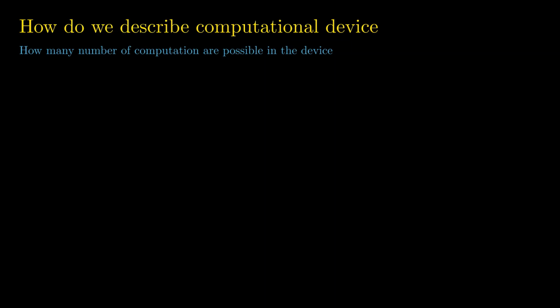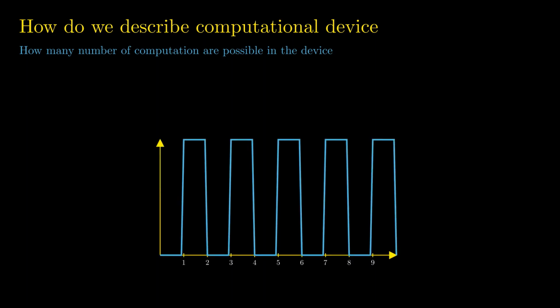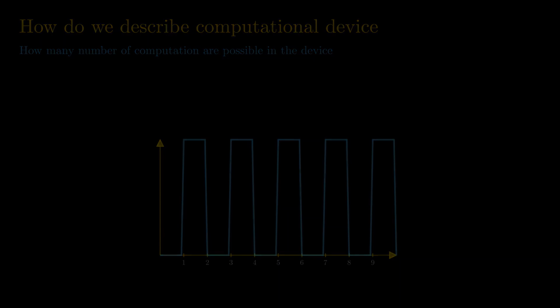The first question: how do we describe computational devices? We describe them by all their possible computations. For example, the first simple computational device was the clock. It has just two states, 0 and 1. So the possible computation is the time interval it can tell, depending on its frequency.